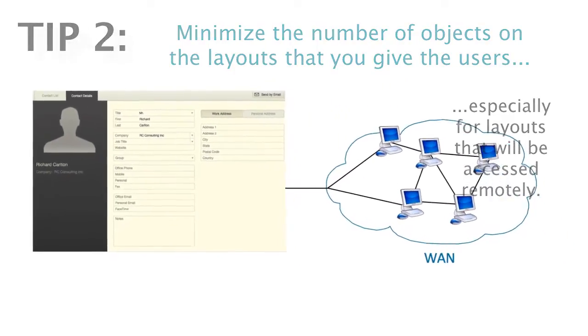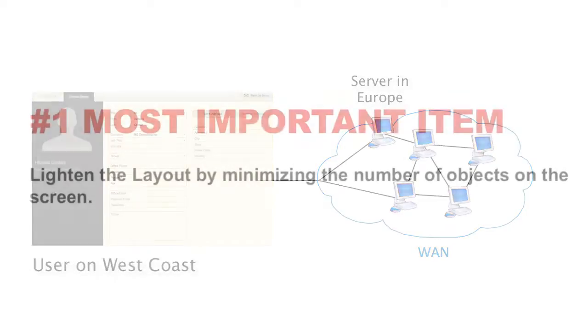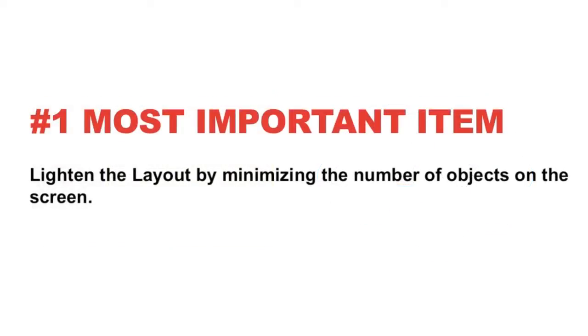So if you have users who are accessing a database and your server is, say, on the East Coast or the West Coast of the United States, and the users are on the other side of the continental United States, or maybe they're in Europe, or maybe they're halfway around the globe, you definitely want to make sure that the layouts that those people are accessing have the least number of objects on screen.